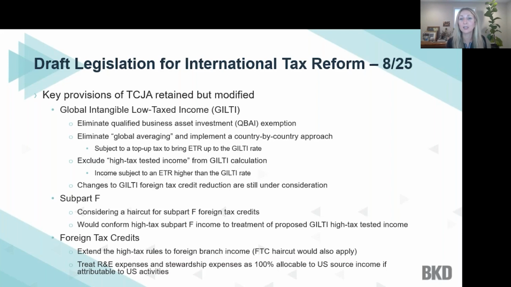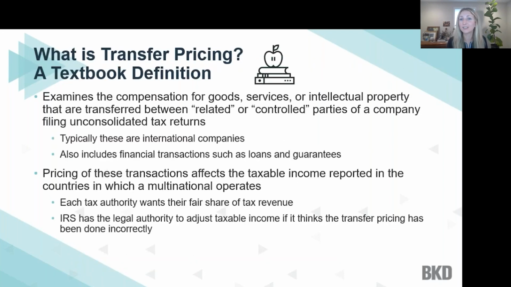So we will be keeping a close eye on this legislation to see what actually gets enacted. And as of the date of this recording, this draft legislation that was released on 8/25 is all we have to go off of. So by the time that we are meeting in October, things could drastically change. And so now I am going to turn it over to Elizabeth to give you the rundown of the basics of transfer pricing.